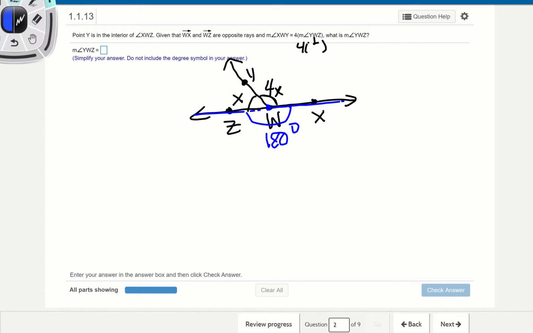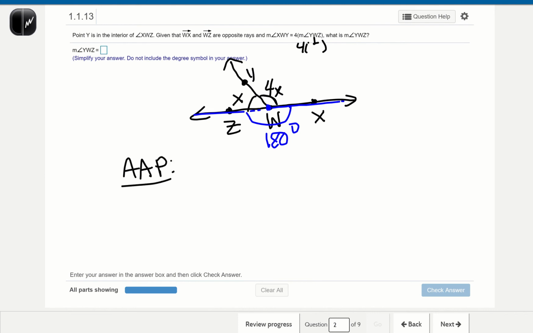That means we can use the angle addition postulate here. Remember, the angle addition postulate says that if we add these two mini angles, we'll get the big angle, which is 180. So we have x, which is the small angle, plus the other small angle, is equal to the big angle. We'll also write down the angle addition postulate in terms of the symbols.